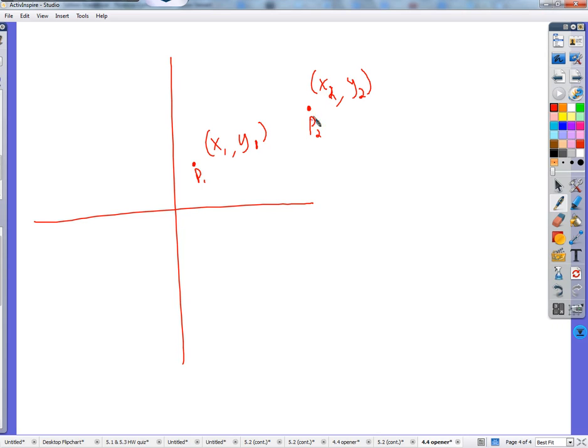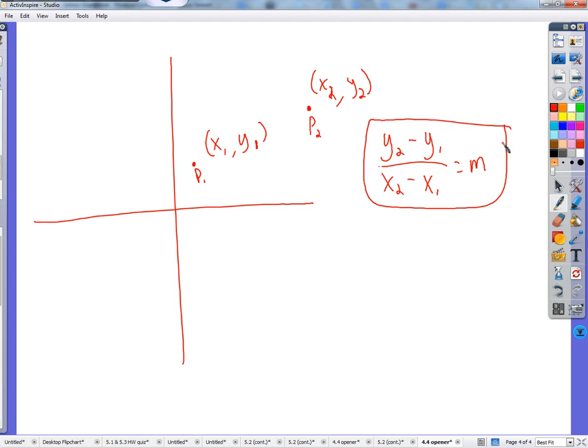If we start with point 2, we need to take y from the second point minus the y from the first point, over the x from the second point minus the x from the first one. That gives us our slope. And I'd be somewhat surprised if you'd never seen that before. I'm sure you've seen that before. Is that correct? You've seen that y2 minus y1 over x2 minus x1? Okay.